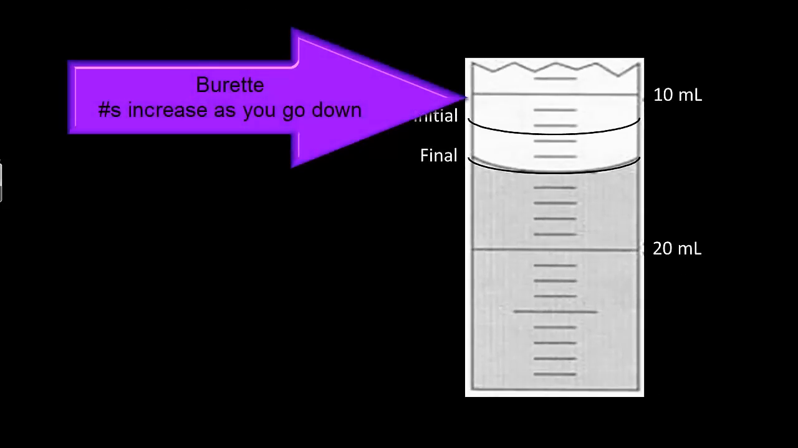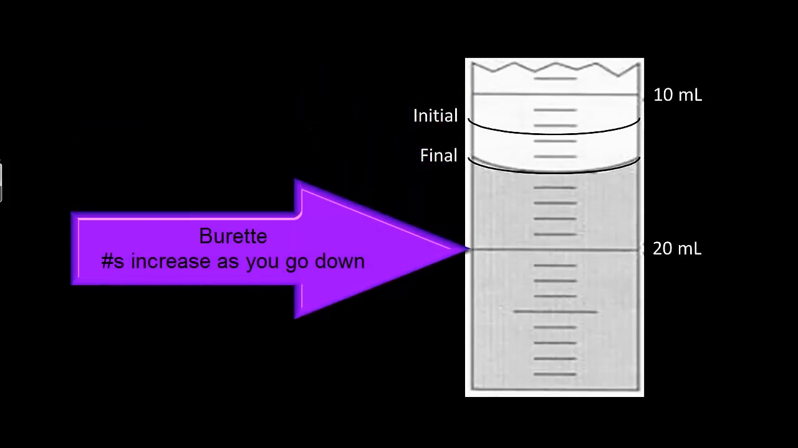This example is a burette because the markings increase as you go down. Each of these markings are worth 1. We always begin at the lower of the two numbers, and in this case it's 10. So 10, 11, 12. I know it's at least 12, but not quite 13. It is about halfway between, so I will estimate it at a 0.5. So 12.5.